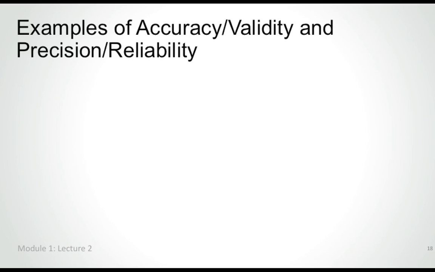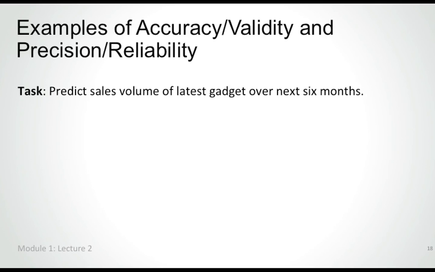Let's consider a specific example that illustrates accuracy versus precision. Suppose your task is to predict sales volumes for your company's latest gadget over the next 6 months. You have two different data sets from two different sources, which are supposed to be capturing the same information. You come up with a model to predict future sales using the data contained in the two different data sets.